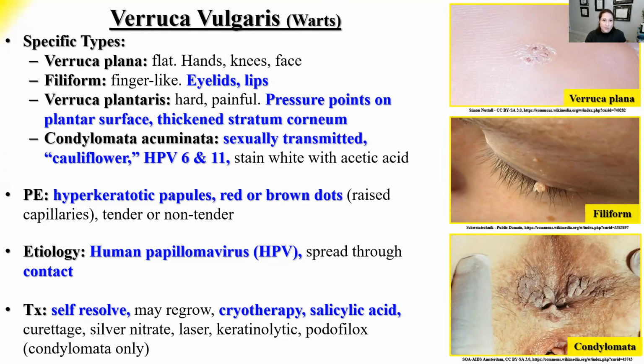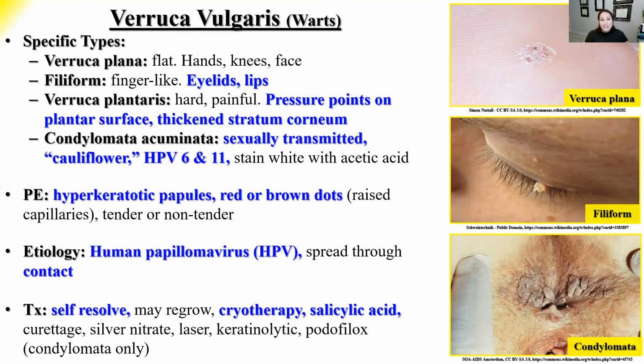They're caused by HPV 6 and 11. They have this kind of cauliflower appearance where they're whitish in nature. They kind of look like they grow off of a stalk. If we stain them with acetic acid or vinegar, they will appear more white. We call that aceto-whitening. Physical exam, they are hyperkeratotic papules. They could have red or brown dots. If you look in that top picture there, you can see a good example of those red or brown dots that are the capillaries that have been raised up to the top of the skin. They may be tender or non-tender, depending on the type.